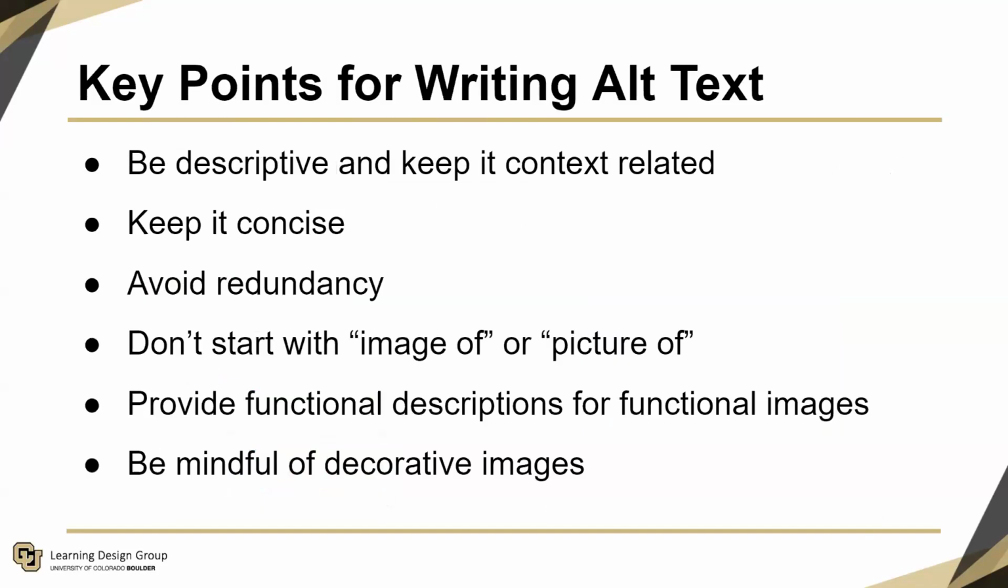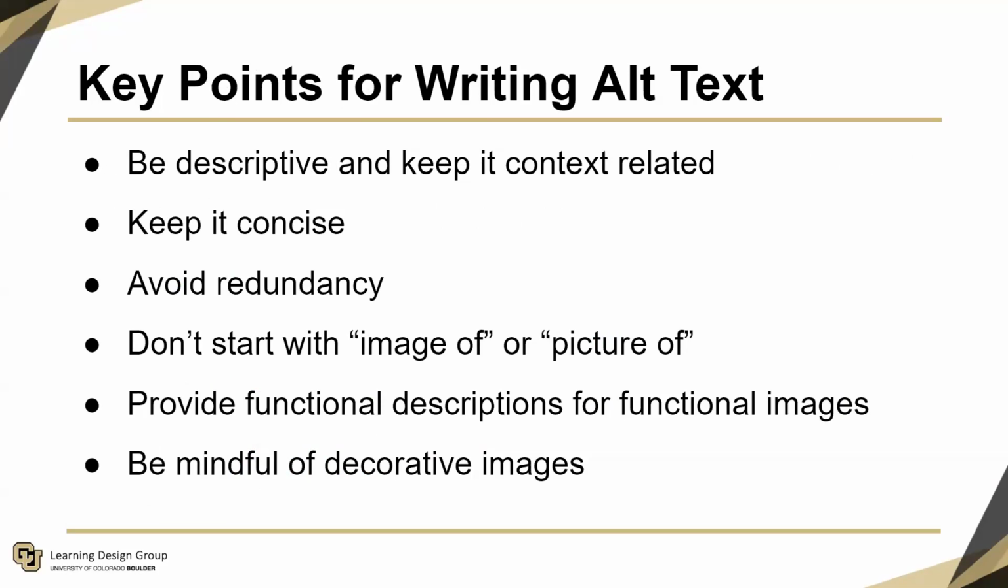So a few key points when writing alternative text: be descriptive and keep it context related, like I mentioned. You want to make sure that you're not just describing how the image looks, the visuals of the image, but also how that image is related to the context that you are presenting. Keep it short and descriptive, and don't include the words "image of" or "picture of," because the screen reader will actually add these for it, so it will be redundant if you add that.